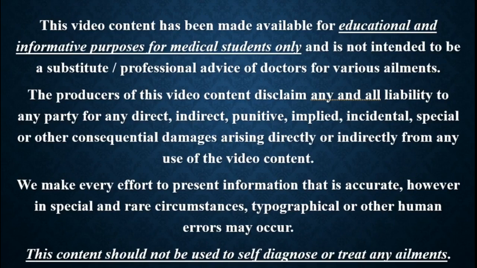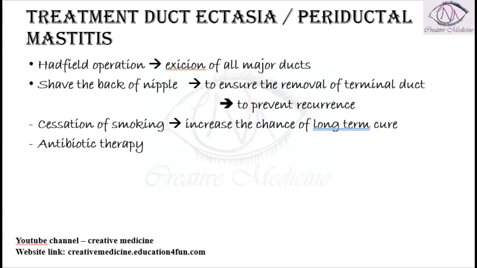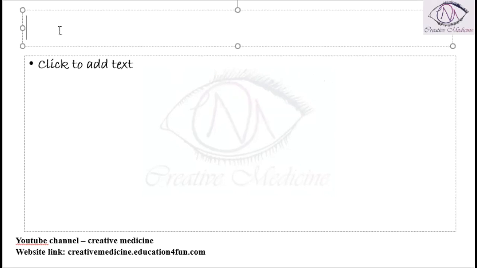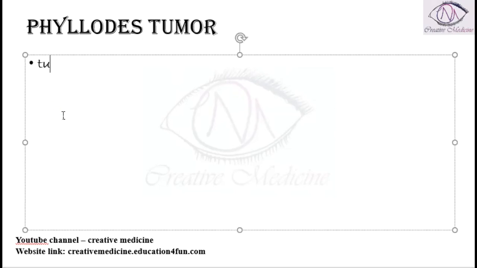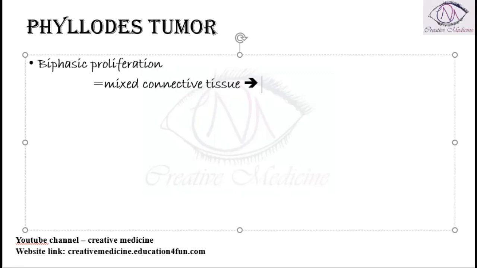In this lecture, we will learn about Phyllodes tumor. These Phyllodes tumors are actually tumors of mixed origin. Actually, this Phyllodes tumor has biphasic proliferation. That means it has proliferation of mixed connective tissue, which is nothing but stroma, and also proliferation of the epithelium, and this epithelium is the mammary epithelium.